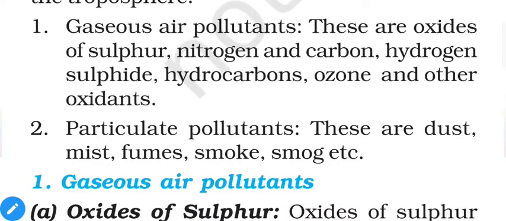In the troposphere, mainly we have two different types of pollutants, gaseous and particulate. In gaseous pollutants, we have poisonous gases, for example oxides of sulfur, nitrogen and carbon, hydrogen sulfide, hydrocarbons, ozone and other oxidants. In particulate pollutants, we have dust, mist, fumes, smoke and smog. We will discuss all of these in detail in the upcoming portion of the unit.